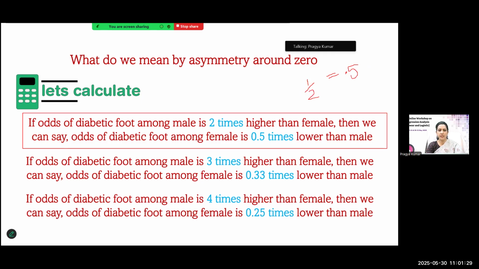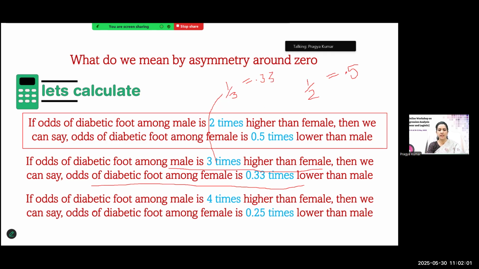Similarly, if I am saying that the odds of diabetic foot among male is 3 times higher than female, can we say that the odds of diabetic foot among female is 0.33 times lower than male? Can I say that? How have I done it? If I change the reference level, I will do 1 by 3. So 1 by 3 is equal to 0.33. So that's the rule. If you want to change the reference level, you have to put that in the denominator.